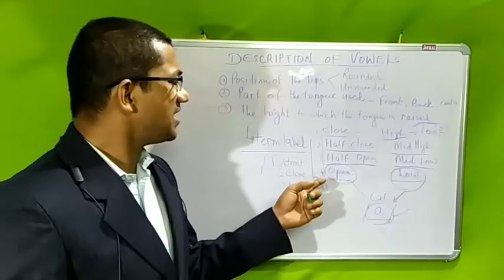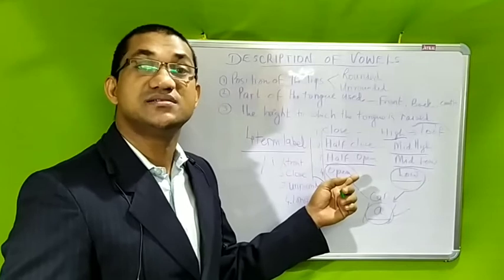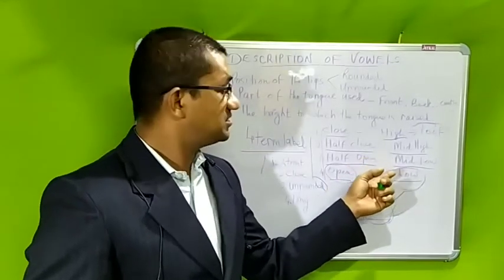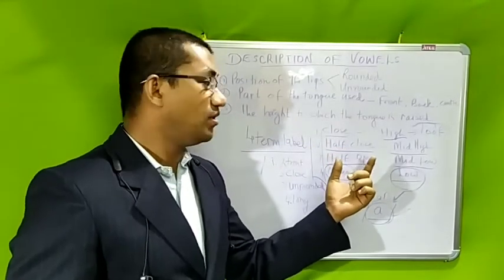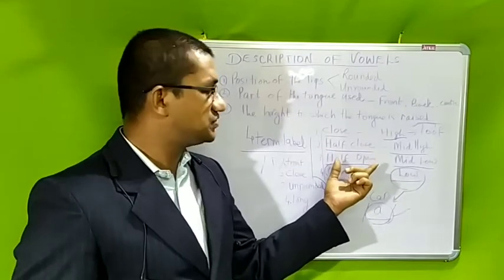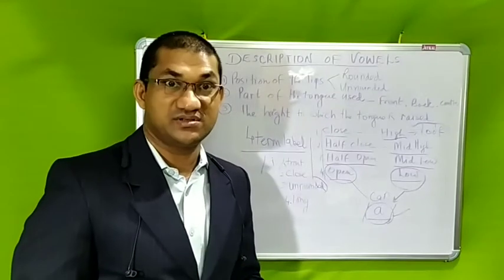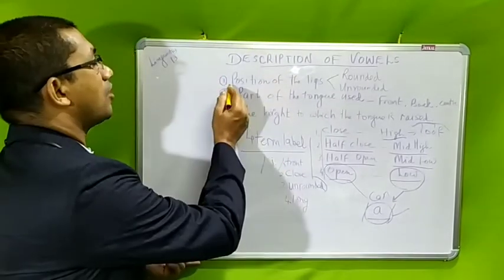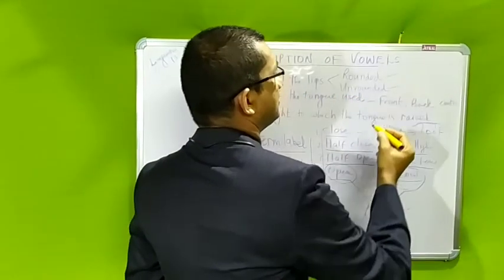Sometimes the tongue can be slightly lifted, and we say such vowels are half open or mid-low. Sometimes the tongue is even more lifted, and we say that is a half closed vowel. So this way we describe the vowels. And now let us look at the rounded vowels of English, and the unrounded vowels of English.